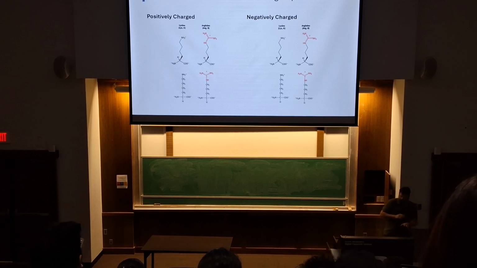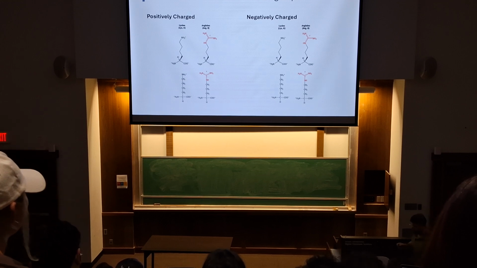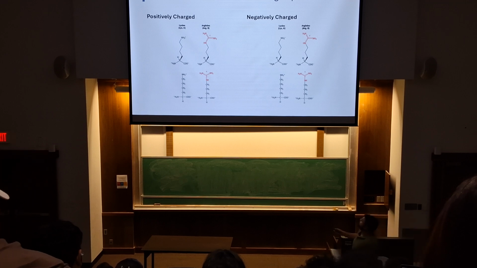We have our positively charged, our polar positively charged, lysine and arginine, and we have our negatively charged lysine. Negatively charged should be aspartate and glutamate. Sorry, I'll fix that on the slide. So negatively charged should be aspartate and glutamate over here. So sorry about that. Okay.